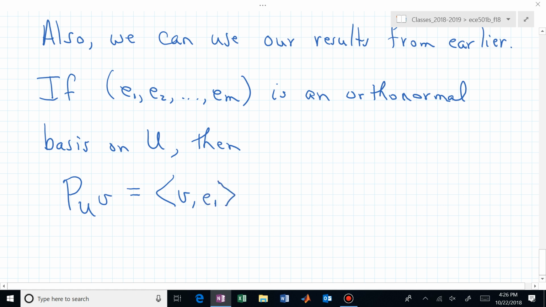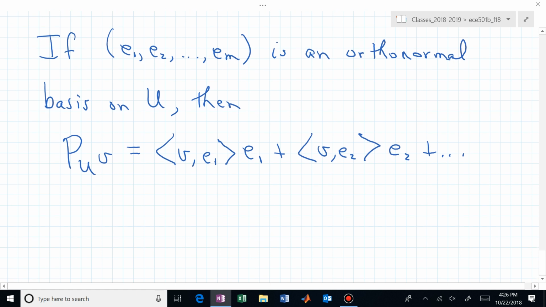which is found by projecting V onto E1, and then that scales the E1 vector, plus V onto E2, project V into that direction, and then use that to weight E2. And we can just keep doing that until we run out of our vectors. And that's equation 39 in chapter 6.